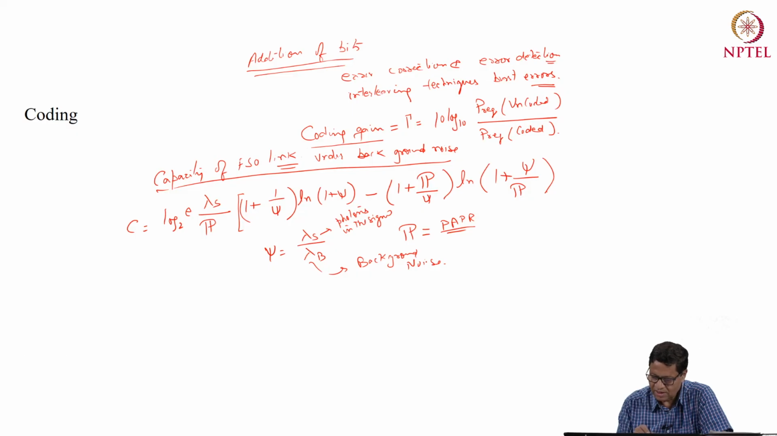So this is how the channel capacity of the FSO link is defined in terms of PAPR parameters, where lambda s is the number of photons required for correct detection of the received signal, and lambda b is the background noise. If you see here, this C will increase if you have high PAPR.